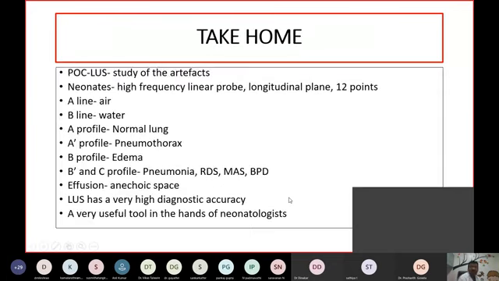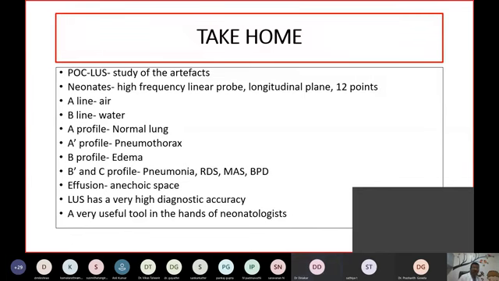So my take-home messages for both the classes together: point of care lung ultrasound is a study of artifacts. Neonates: high frequency linear probe, longitudinal plane and 12 points.